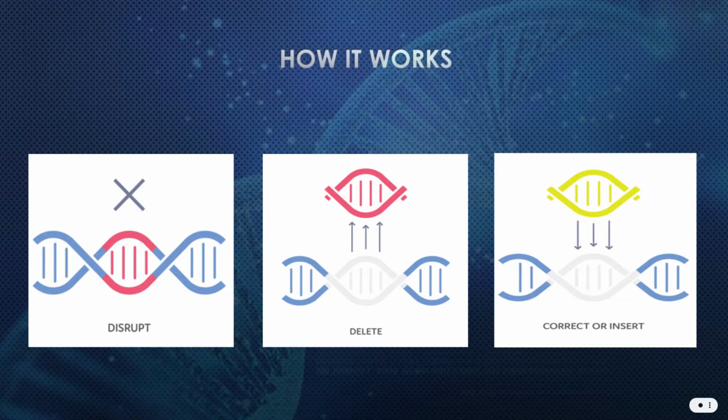Lastly, CRISPR-Cas9 can correct or insert DNA. Adding a DNA template alongside the CRISPR-Cas9 machinery allows the cell to correct a gene or insert a new gene altogether. This process is called homology directed repair.